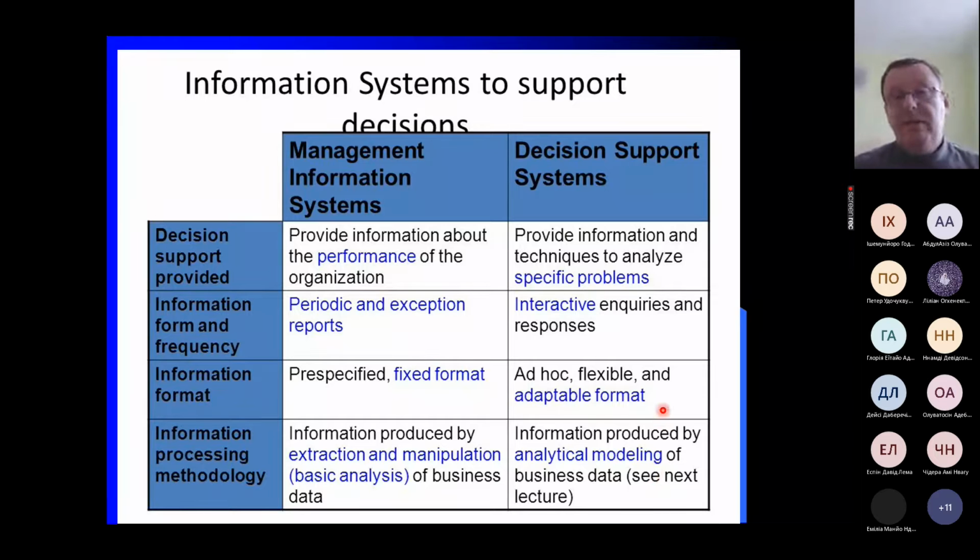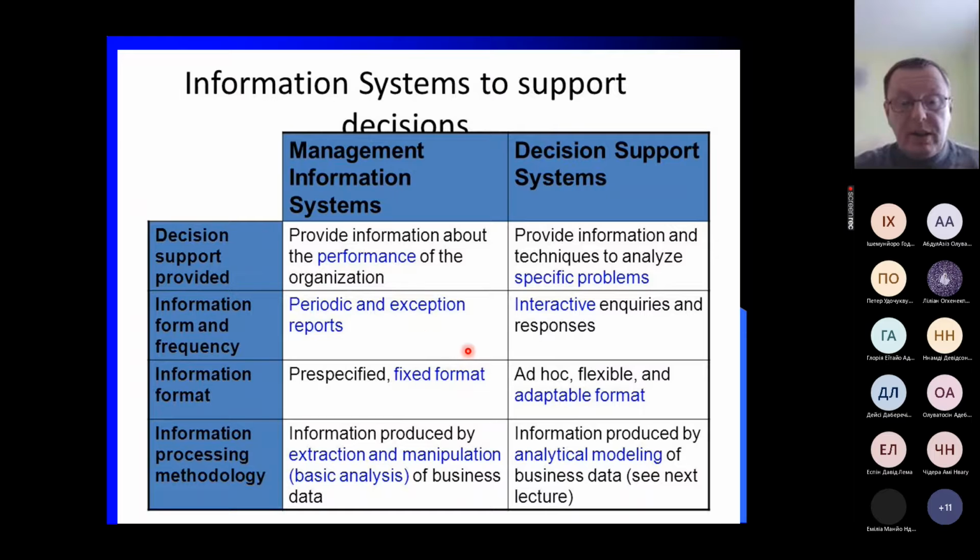And here is a matrix which shows the differences and similarities between management information systems and decision support systems. So what support do they provide? Management information systems relate mostly to the performance of the organization, while a decision support system provides information techniques to analyze a specific problem. So in the case of our previous question, when we talked about hypothesis testing, correlation, and regression analysis, in fact we are working within a decision support system. But when we visualize biosignals, we are closer to a management information system.